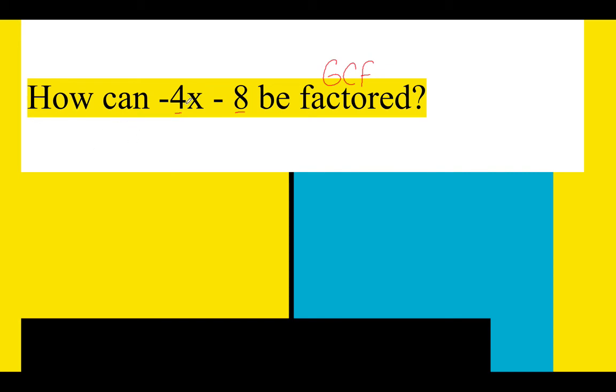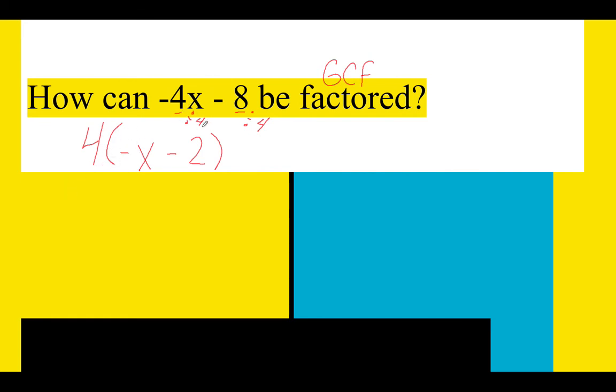So one way you could factor this is if you factored out positive 4. If you factored out positive 4, what would you be left with inside, right? If you divided out a positive 4 in both of these, what would you be left with? Well, you'd be left with negative x minus 2. There's another way that you could also factor this out. Because again, what do you notice is still in common, but inside your parentheses?